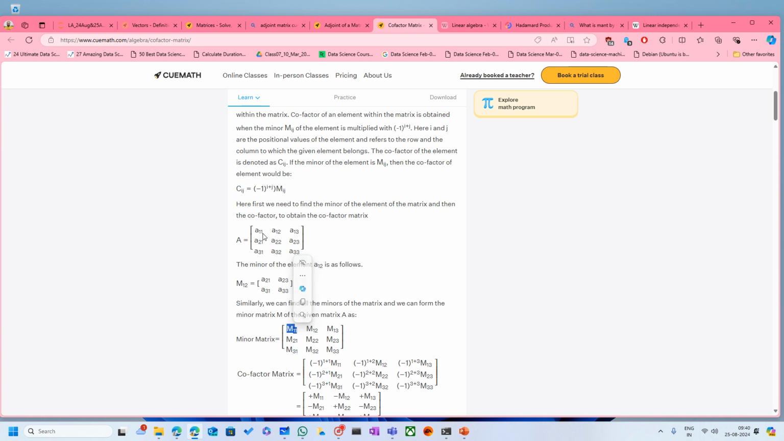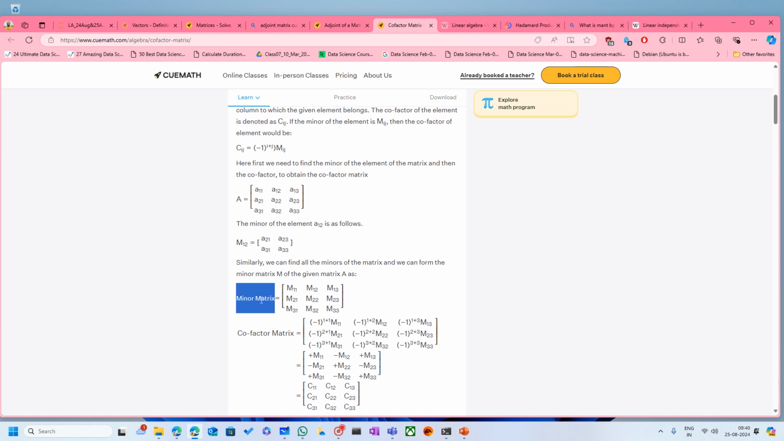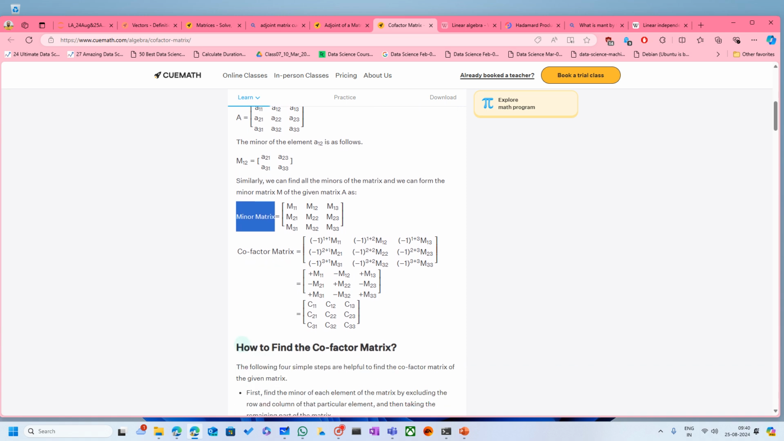M11 is the minor for A11, which is A22, A23, A32, A33. Okay, and minor for A12 is here. A13 is here. So that way, once you obtain the minors for all these matrices, you will get the minor matrix.